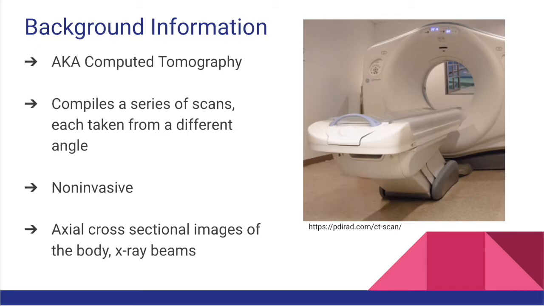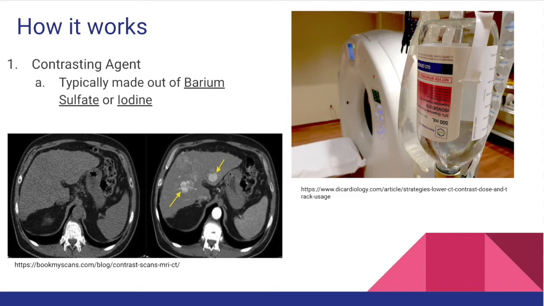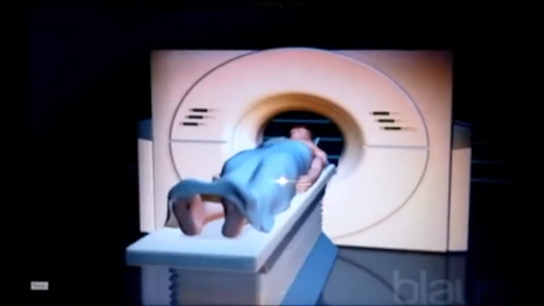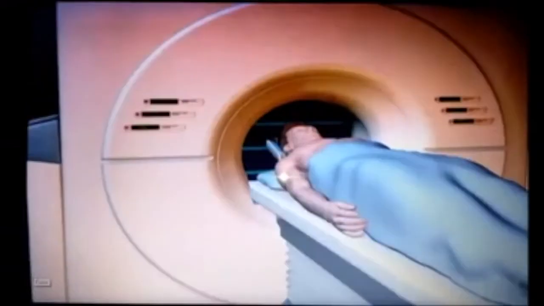in an axial plane. A CT scan procedure typically starts with patients receiving a contrasting agent, typically made out of iodine or barium sulfate, in order to make images clear. The patient lies on a bed that slowly moves through the gantry, which is the ring cylinder where the patient is placed. The X-ray rotates around the patient while shooting narrow beams of X-ray through the body, producing axial scans. A typical scan takes 15 to 30 minutes.